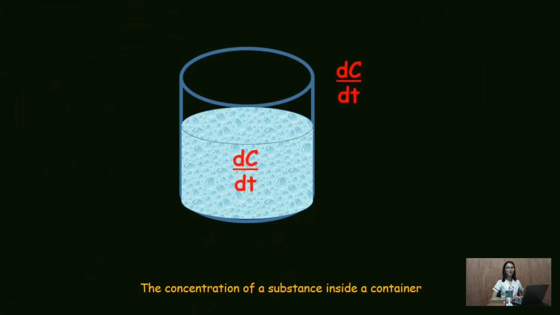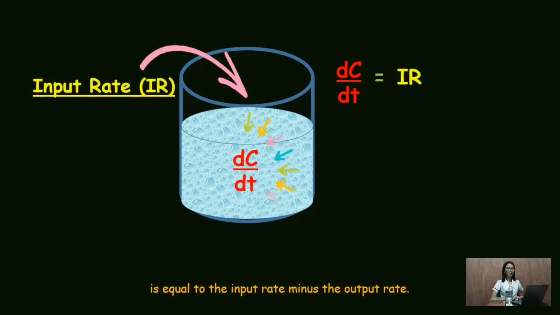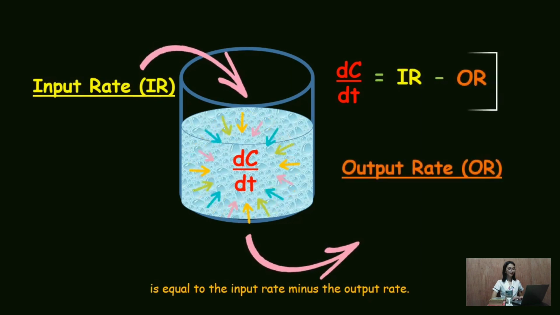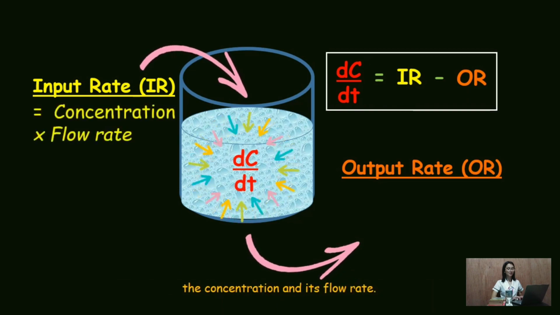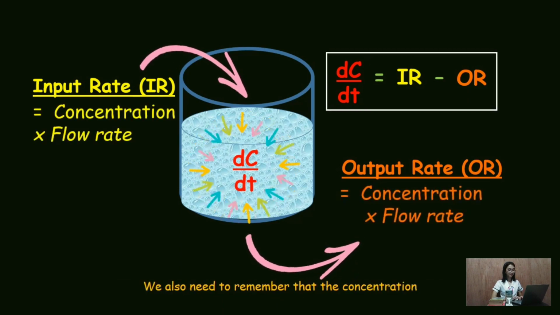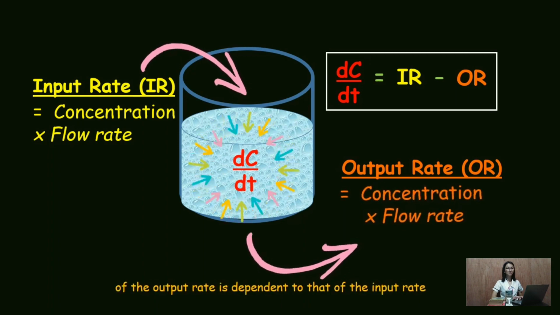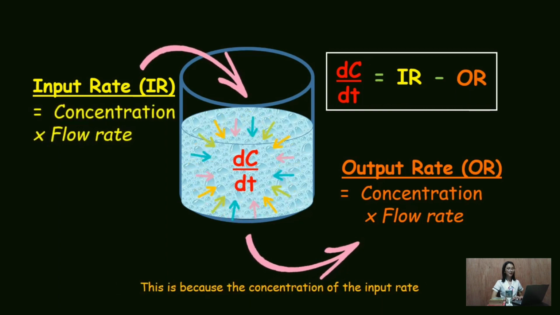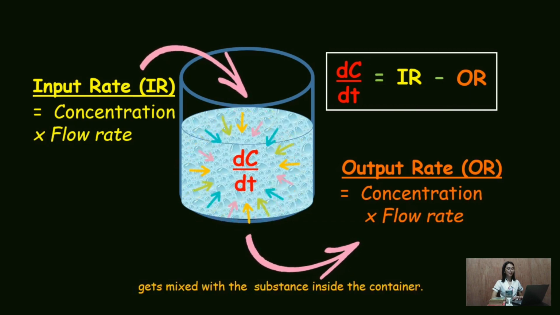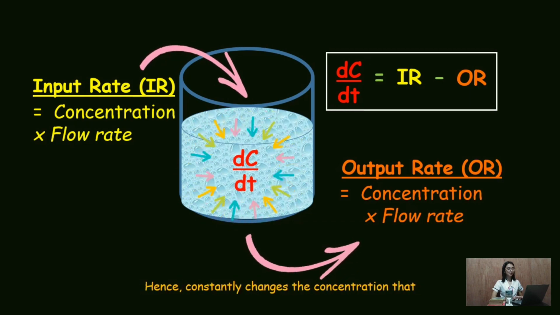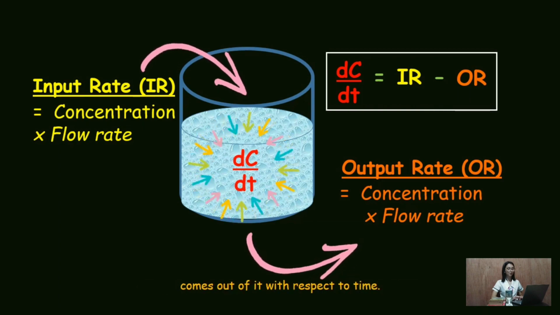The rate of change of the concentration of a substance inside a container, which we denote as dC over dt, is equal to the input rate minus the output rate, where both the input and output rates are solved by multiplying the concentration and its flow rate. We also need to remember that the concentration of the output rate is dependent on that of the input rate. This is because the concentration of the input rate gets mixed with the substance inside the container. Hence, it constantly changes the concentration that comes out of it with respect to time.